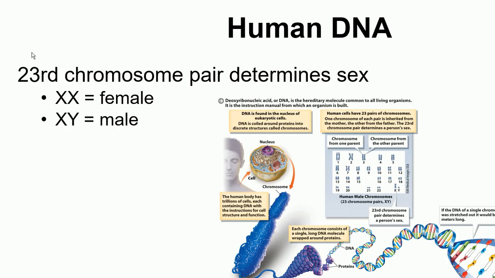As humans have 23 pairs of chromosomes, out of these 23 pairs, 22 pairs of chromosomes are called autosomes, and the 23rd pair is called the sex chromosomes, and this pair determines the sex of an individual. If the 23rd pair is XX, then the individual is a female. If it is XY, then the individual is a male.